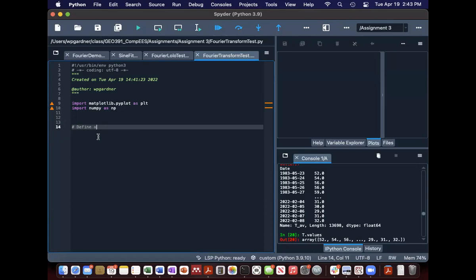All right, so I'm going to define a sampling rate. And this is samples per time. So this is going to be samples per second, because we'll just do all of this in hertz. So SR is equal to 100. This means that we have 100 samples per second. That's what the sampling rate means, 100 samples per second.